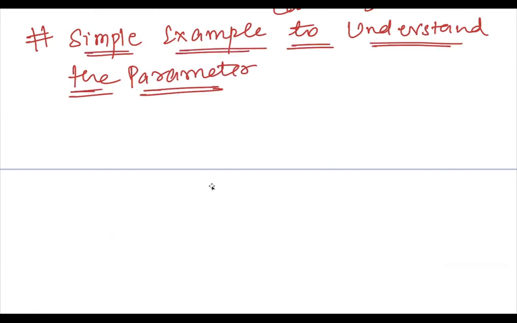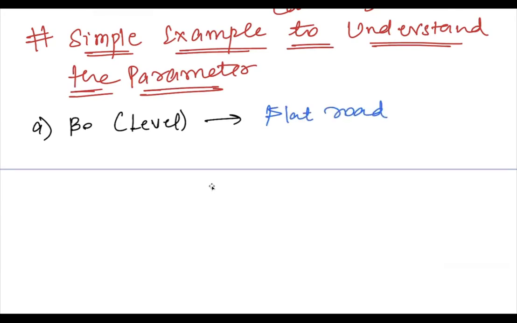Okay. So the first thing is beta naught, which is nothing but the level. Just imagine there is a flat road. This is what beta naught is. Now the second is beta 1.